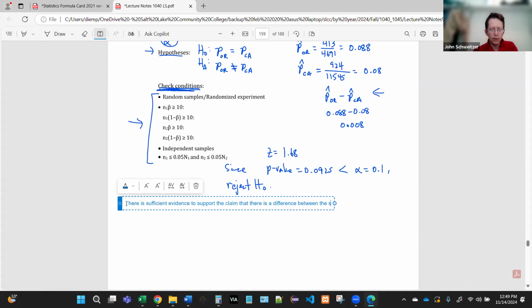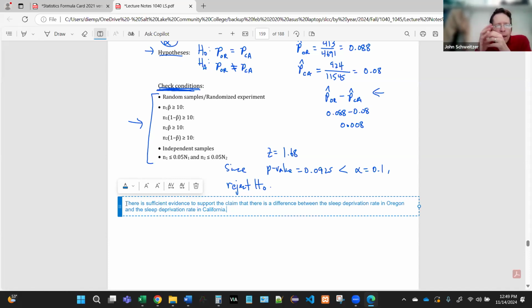between the sleep deprivation rate in Oregon and the sleep deprivation rate in California. And we call that the researcher's hypothesis because now you have something that you've got to explain, right? As a researcher in that field, that's what you would want to do. That's what you're interested in. You want to go about explaining why there is a higher rate of people in Oregon having sleep problems than in California.